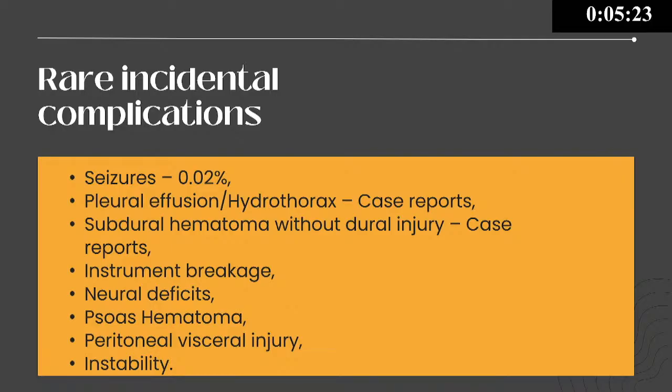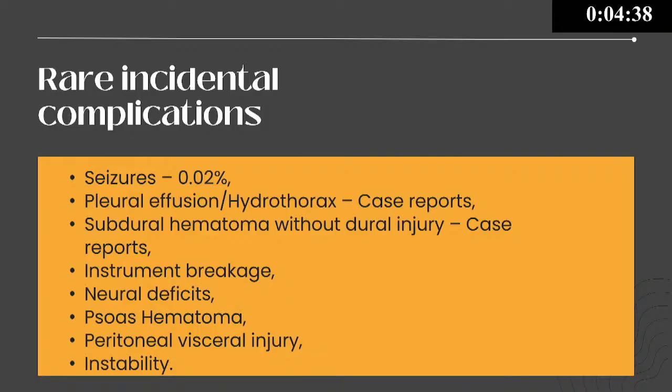Pleural effusion, I'll just show one of my cases himself. Subtle hematoma without a dural injury has again been reported by Koreans. Instrument breakage is common. Neural deficit unrelated to the level of surgery, I'll just show you a slide. Psoas hematoma and retroperitoneal fluid collection, these are common with para-UBE. Now what happens when you're doing a para-UBE, there's something called an intertransverse ligament, which Meena sir had shown us yesterday in the anatomic slides. If you breach that ligament, your fluid starts to go anterior into the abdomen.